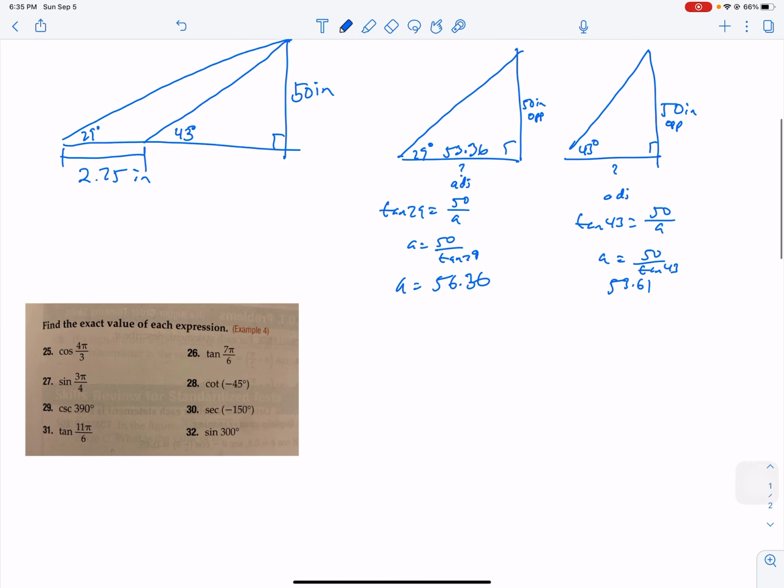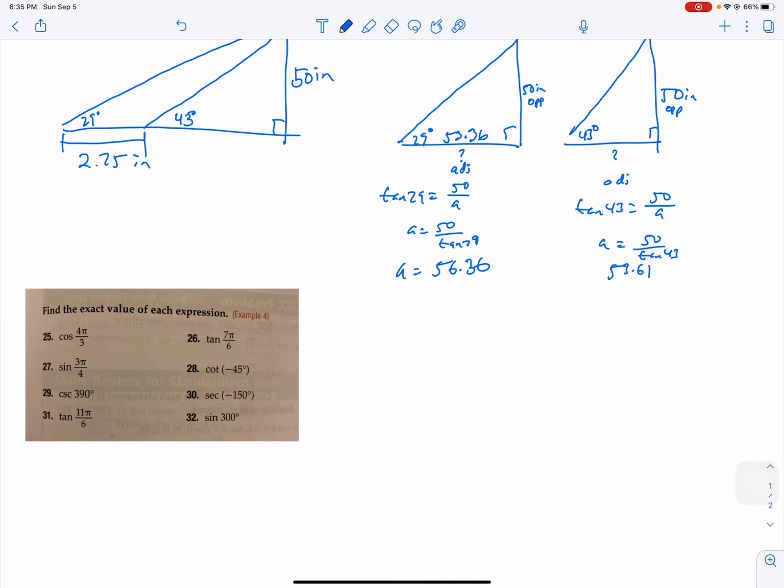All right, the next problem is to find the exact value of each of the expressions. So we're going to use our unit circle here. We're going to just draw out the angle. Let's use the first one here. That's 4 pi over 3. Now 4 pi over 3 is greater than pi, so we know we're going to be in quadrant 2, 3, or 4. In this case, we're not close enough to get to quadrant 4. We're just one third of a pi past pi.